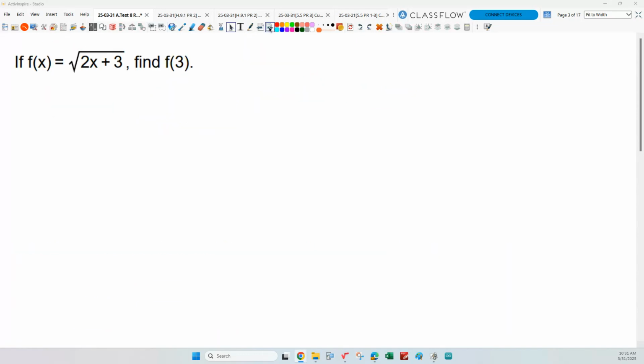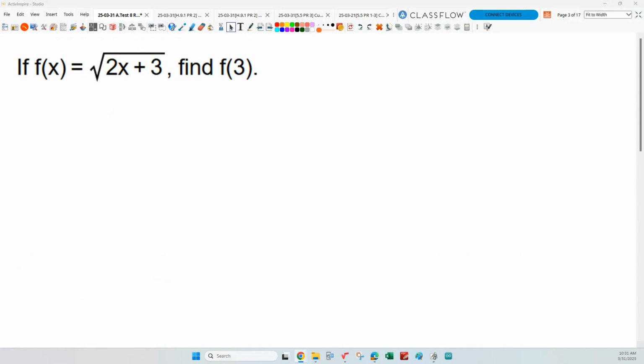Okay, no big deal. This is not so bad, huh? And there's another one that's really light work. What are we doing here? We've been doing this all year. If f of x equals the square root of 2x plus 3, find f of 3, right?